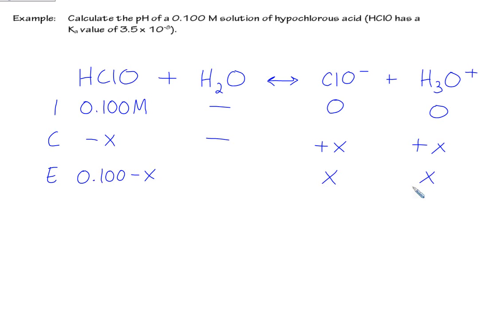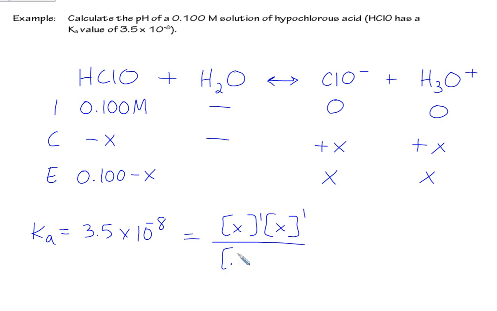You will be given the K value. Ka is 3.5 times 10 to the -8. That's small. That equals X to the first times X to the first all over 0.1 minus X to the first. Now, a lot of times people will get so good at these that right away they'll plug this in as X squared. Like, well, I know it's X squared. It's X times X on the product side.